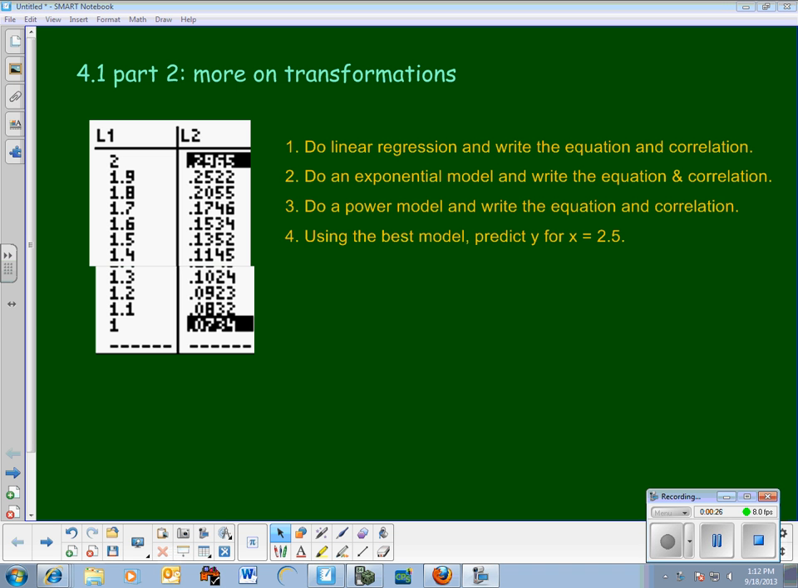Do the linear regression, do an exponential, do a power. Choose which one is best and use that to make a prediction. So pause, answer those, and then there's not a whole lot to write down, just follow through on the calculator. Do these steps on your calculator. Being able to do these is what I'm going to be testing you on soon, so you need to make sure you know how to do these steps. All right, so hopefully you've paused and tried, so let's go through these answers.